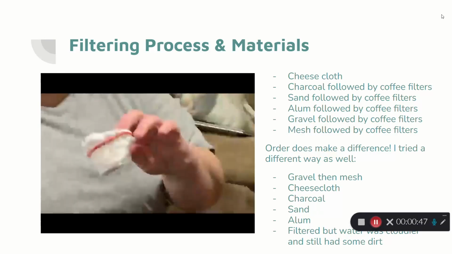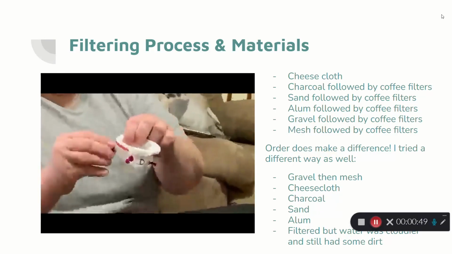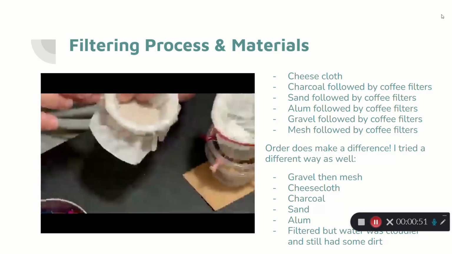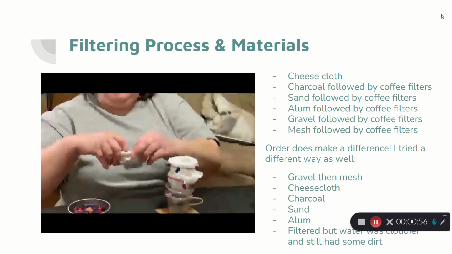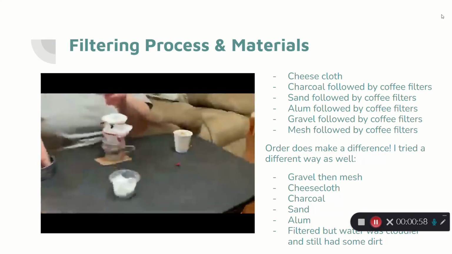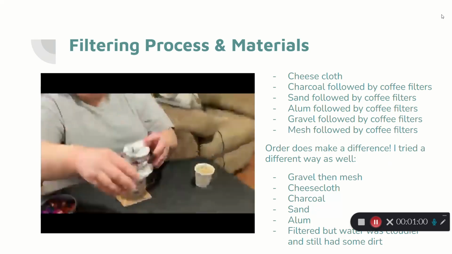For the filtering process, the first time I tried to do it more similar to what the Earth would do. So I put the things in this order: the cheesecloth, charcoal, the sand, the alum, gravel, and then the mesh, with coffee filters in between. And I decided I wanted to see if the order really did make that much of a difference. And it really did.